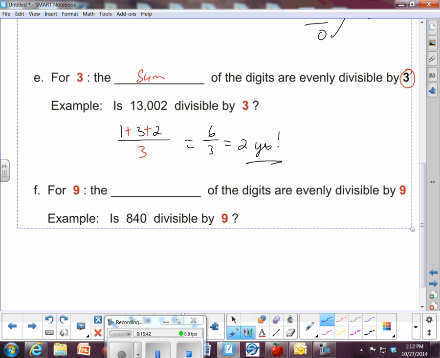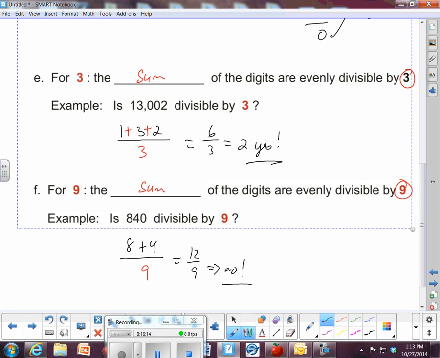All right, one last one for 9, and it's the same situation. The sum of the digits are evenly divisible by 9. So I've got an example, 840. I'm going to take the digits, the 8 and the 4. Again, you can add the 0 if you want, but it's boring. And is it divisible by 9? 8 and 4 is 12. Is 12 divisible by 9? And the answer is no, not evenly. So it would not be divisible by 9.